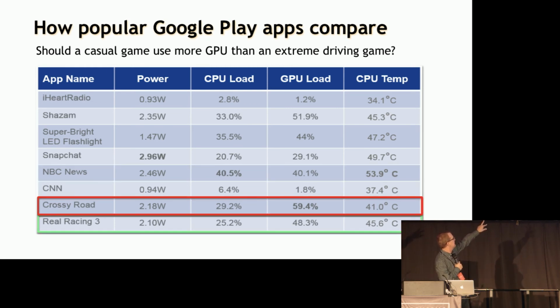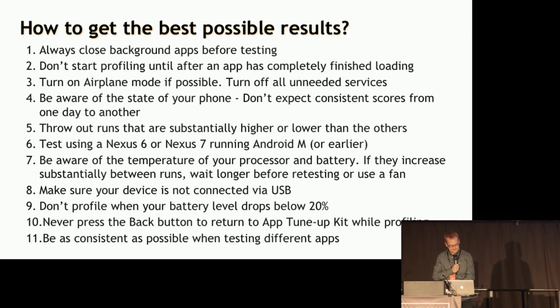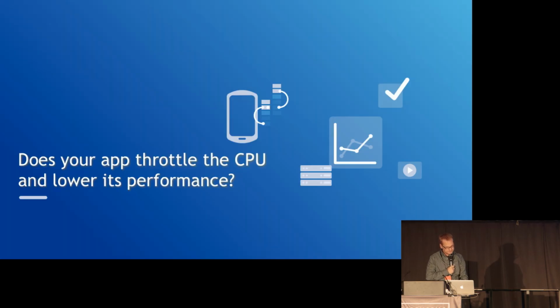Here are two different games. I've got a casual game and an extreme game. And the casual game is actually using more GPU than the extreme game. Big problem there. They're probably using middleware on the casual game, and the extreme game is probably not using it. There are some best practices here. If you're going to run App Tune-Up Kit, it's very important that you follow all these steps to get the best results. If you do, you should get reproducible data.